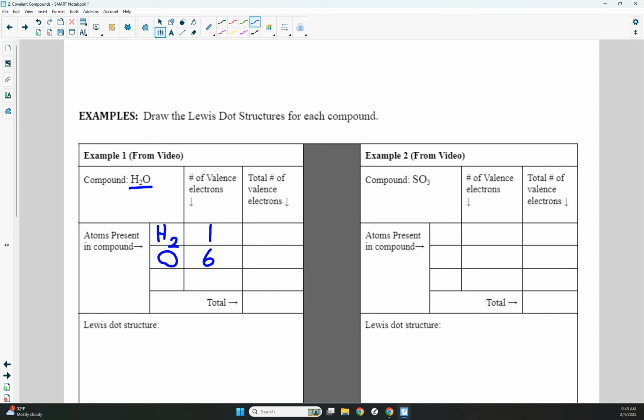We just talked about how to figure that out. That's pretty critical. But we don't have just 1 hydrogen. We have 2. So we're going to take 2 times 1. And we have a total of 2 valence electrons from hydrogen in the molecule water. We just have 1 oxygen, so that's 1 times 6. We add these 2 together to get 8 valence electrons. So that is step 1.